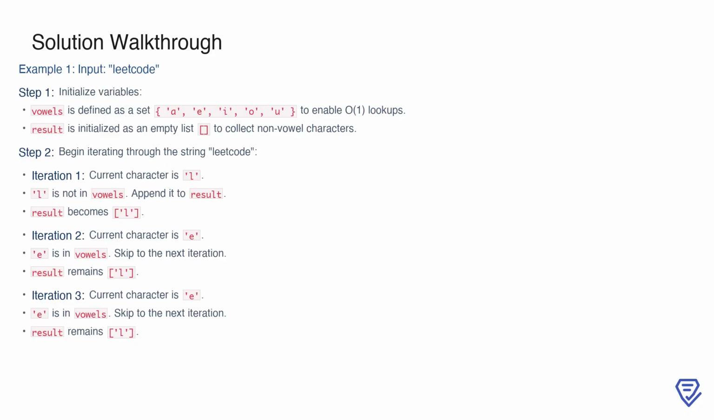In the second iteration, the current character is E. This time, E is found in the vowel set, so we skip adding it to result and proceed to the next character. Similarly, in the third iteration, the current character is again E, which is also a vowel, so we skip it as well. At this point, the result list remains L.